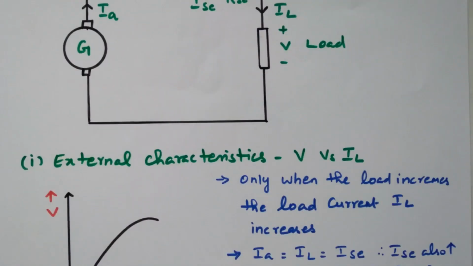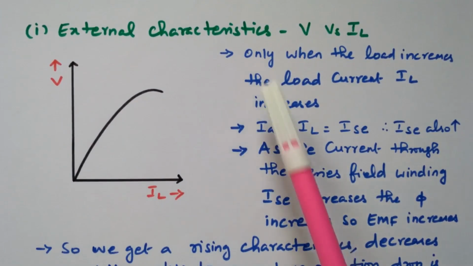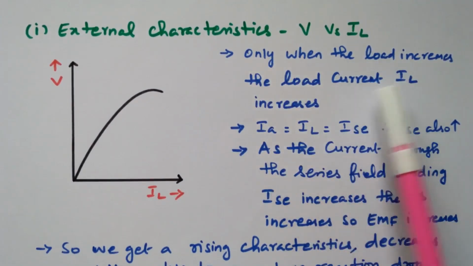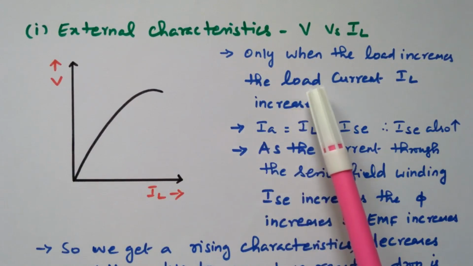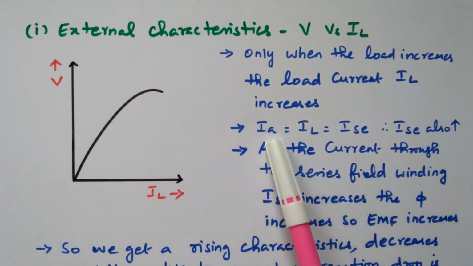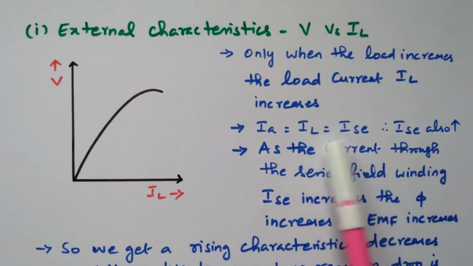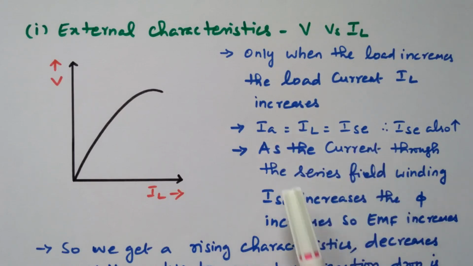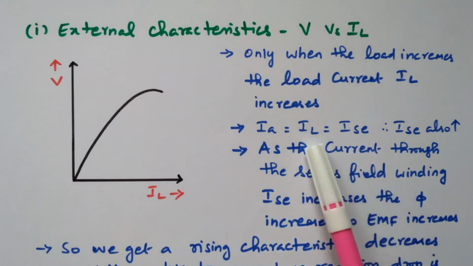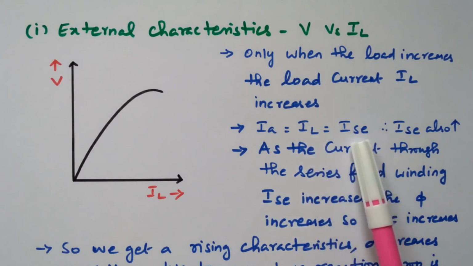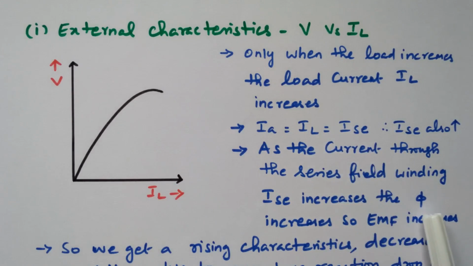Now we will see the description. When the load increases, the load current IL also increases. So IA equals IL equals ISC. If ISC increases, all the currents will increase. As the current through the series field winding ISC increases, the flux increases, right? Because all currents are equal. So when the load increases, the load current will increase, so the ISC current also increases. If the ISC current flowing through the series field increases, the flux also increases.